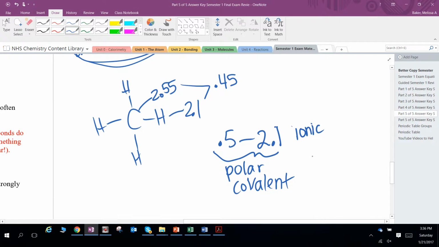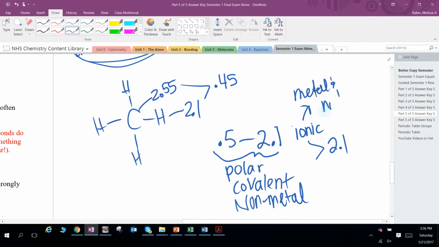That's when the metal completely gives its electron to the nonmetal because there's such a difference in electronegativity. So polar covalent is nonmetal atoms only that are sharing electrons, versus an ionic bond is a metal and a nonmetal.